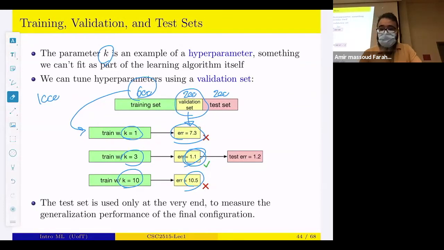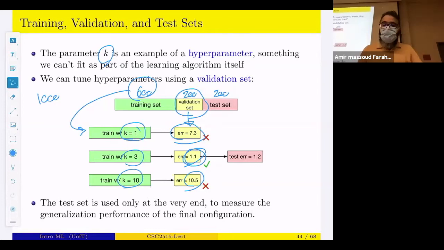In the case of KNN, isn't the validation doing the same thing as the training set? They're both trying to find the optimal value of K. Am I right? Not completely, because for the training set, we don't use its performance to choose K. We just use validation.